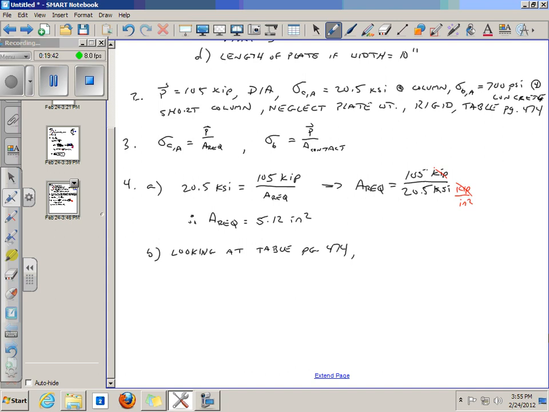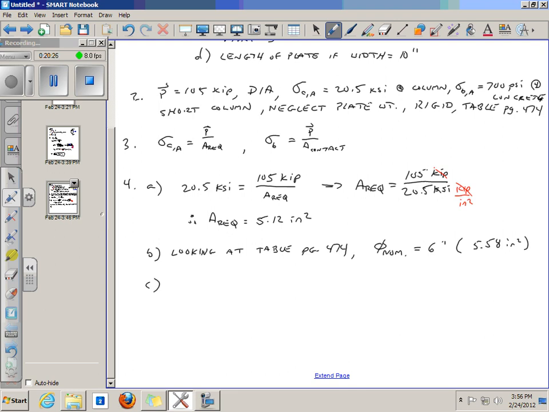We need at least 5.12. So I start moving down it. Okay, 4.3 is still not big enough. 5.58. That's more than we need. There is no one that's 5.12, so we need that or bigger. So 5.58 square inches, if I slide to the left, we see that the nominal diameter is 6 inches. There you go. There is part B done. Remember, our area's got to be what we calculated or more. 5.58 inches squared.